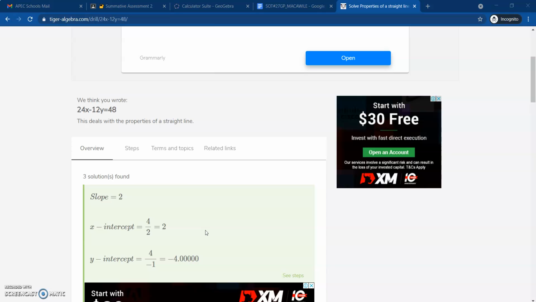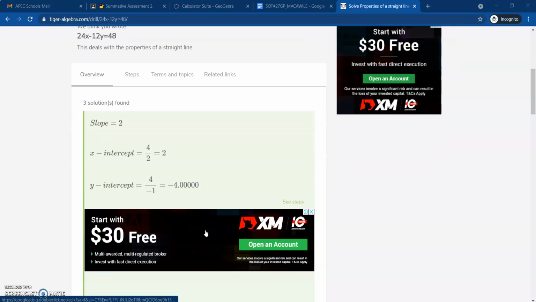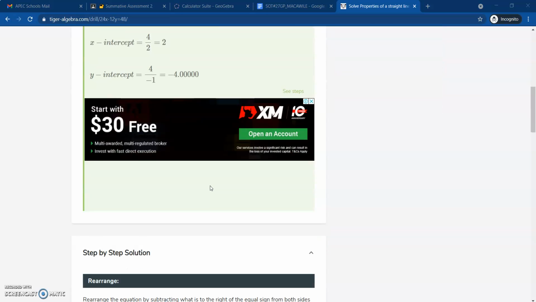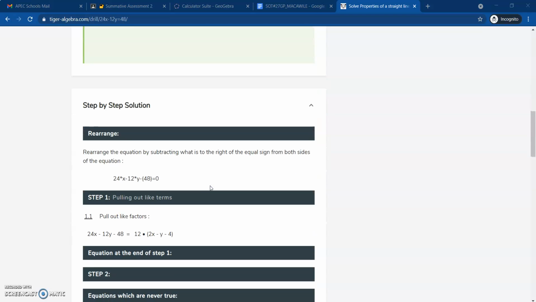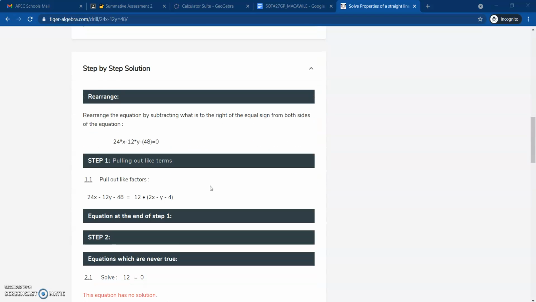So here is 24x minus 12y is equal to 48. The slope here is equal to. The x-intercept is 4 over 2, which is equal to 2. So divide this, 4 divided by 2 is equal to 2. The y-intercept is 4 over minus 1, which means you have to divide it, okay? So equals minus 4.